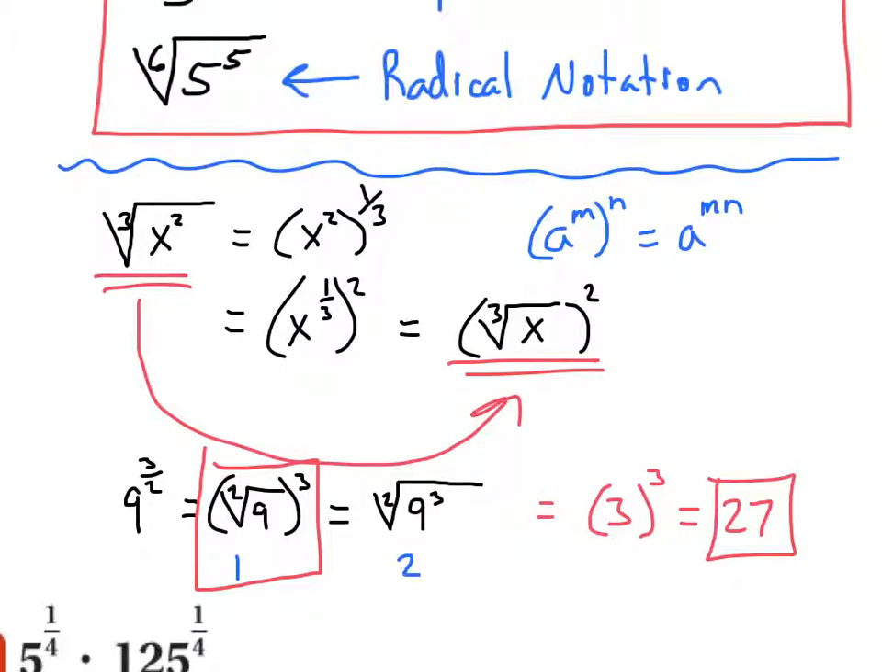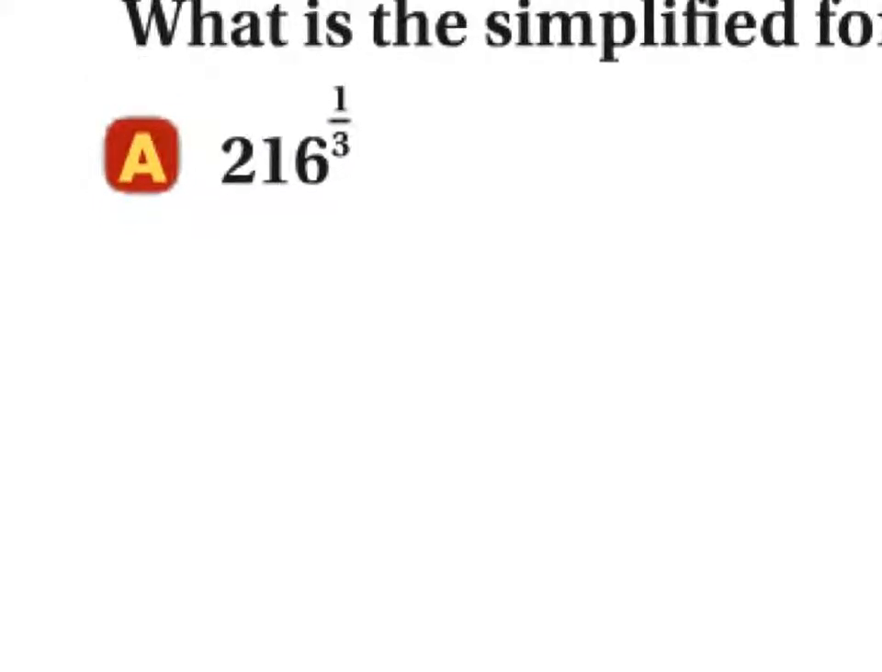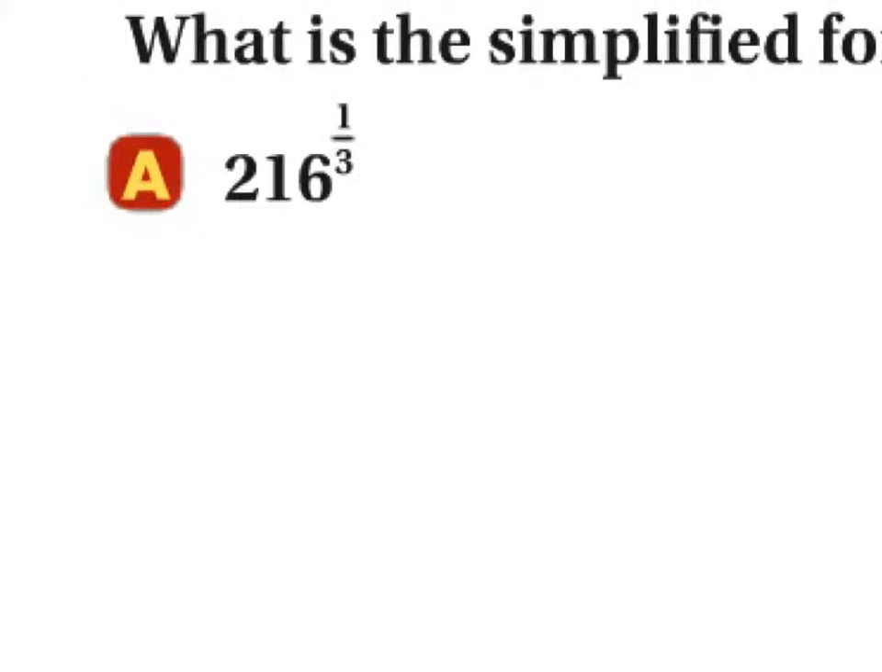Let's try some examples. So if we look at example A, we have 216 to the 1/3 power. How am I going to calculate that? How do I even know what they're asking me to do? The numerator is the exponent, and the denominator is the index.